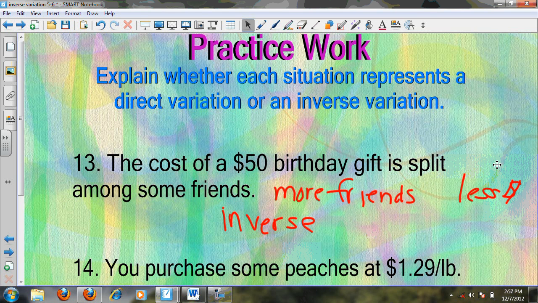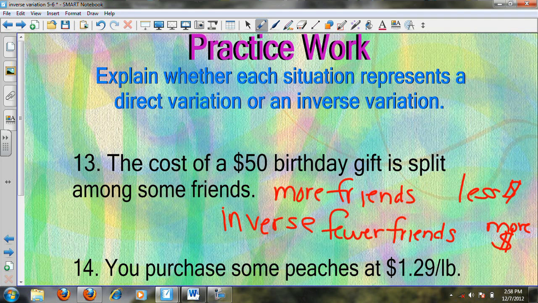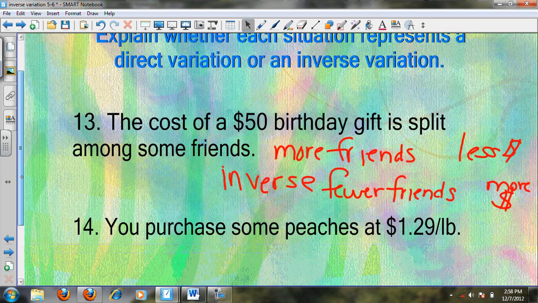If you had fewer friends, what would happen to the cost? It would cost you more money, showing the inverse variation. As one increases, the other decreases.